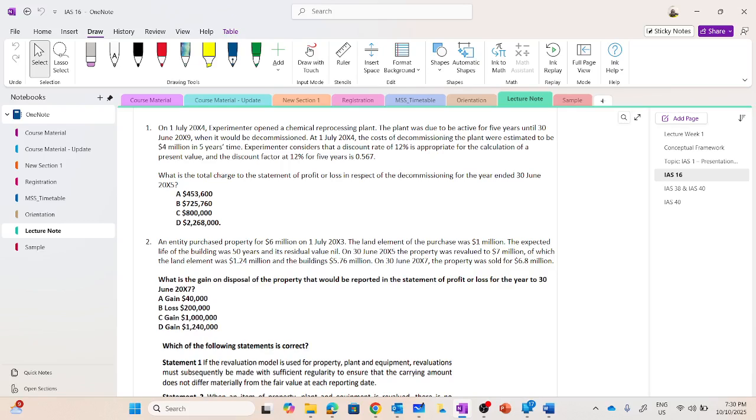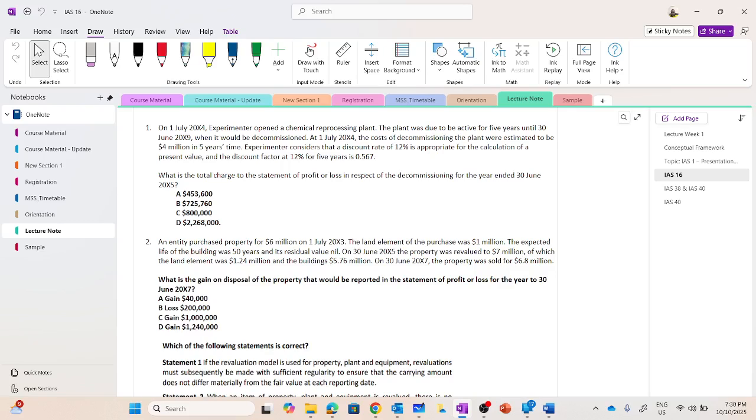On 30th of June 20x5, after 2 years, the property was revalued to 7 million. So we are going to calculate the carrying value as at the 30th of June 20x5 and compare it with the 7 million revalued amount to determine whether there is a gain or loss on the valuation. Then the land element figure is given as 1.2, and the building is given. Then on 30th of June, the property was sold, so we also need to calculate whether there is a gain or loss.